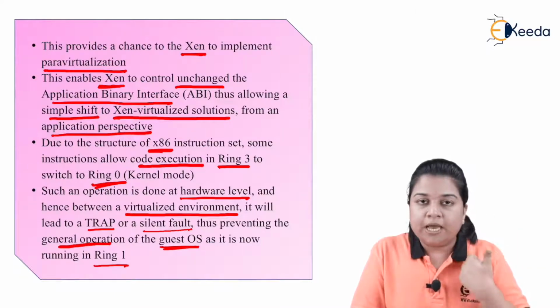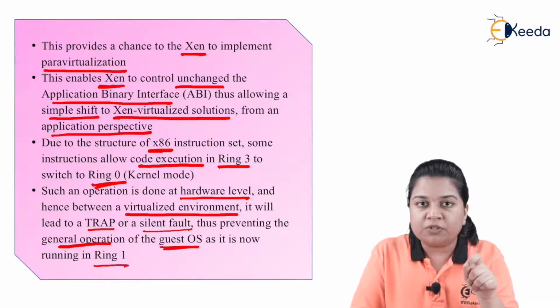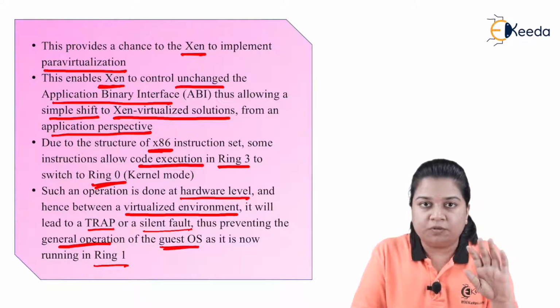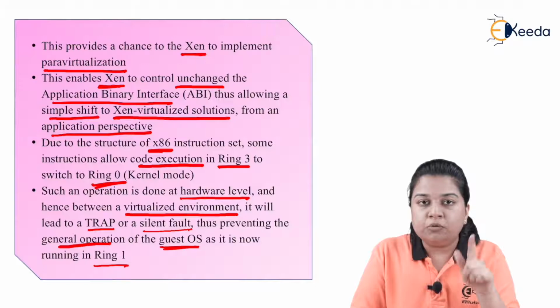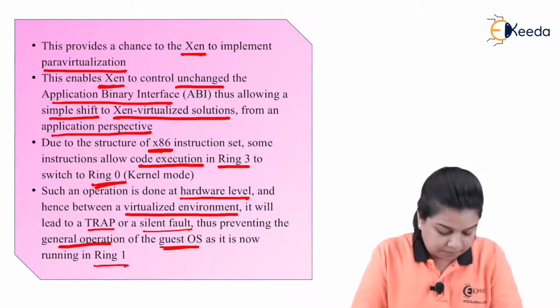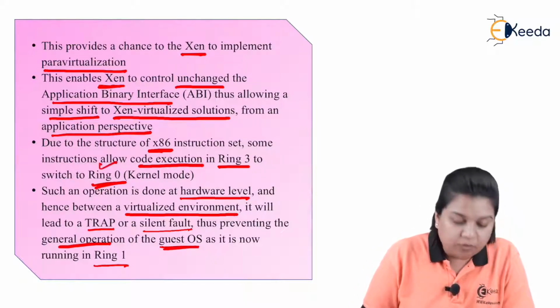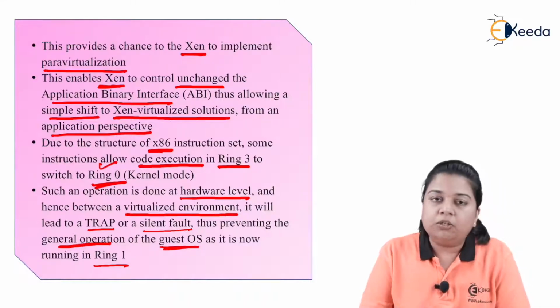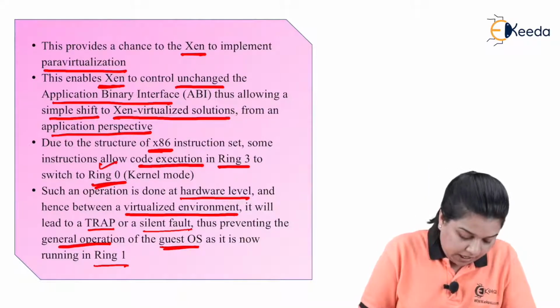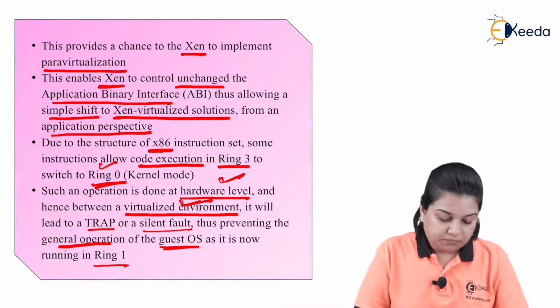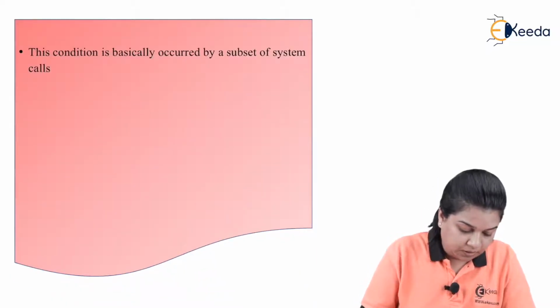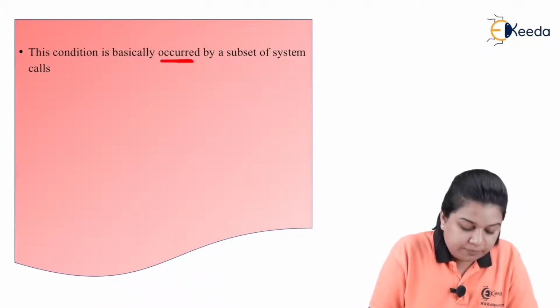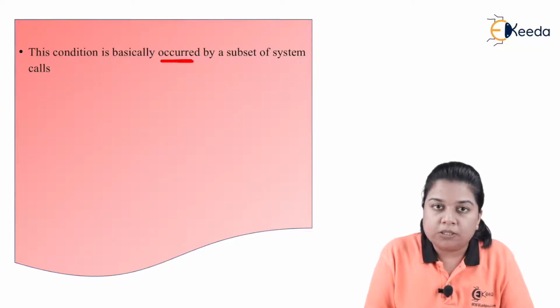So what they are doing, as we all know, ring 0 is the most privileged one and ring 3 is the least privileged one. Ring 3 deals with the user applications and ring 0 deals with the privileged instructions of the operating system. Ring 0 we can also call the kernel mode, and the operations which are being performed are at the hardware level and between a virtualized environment. This condition is basically caused by a subset of the system calls.